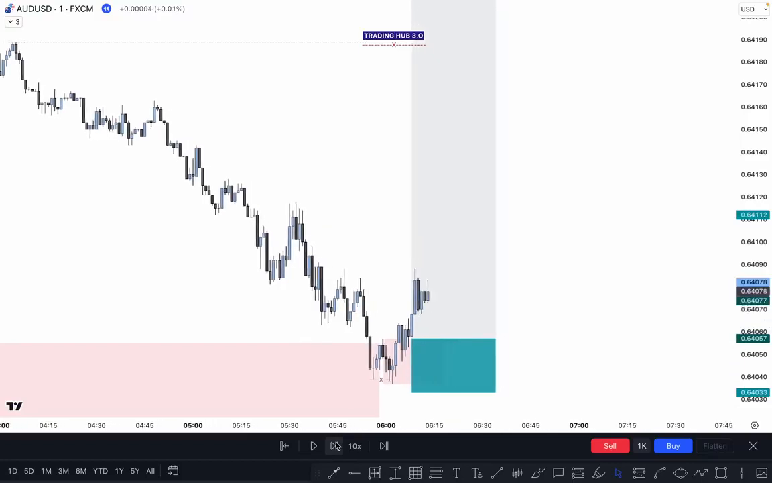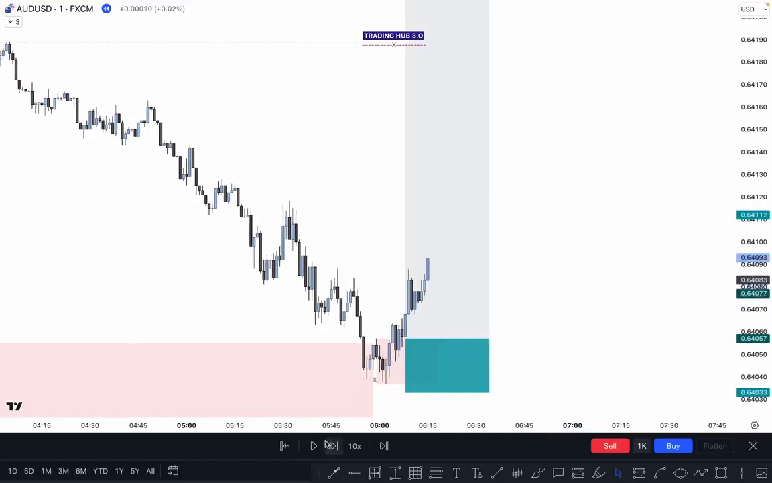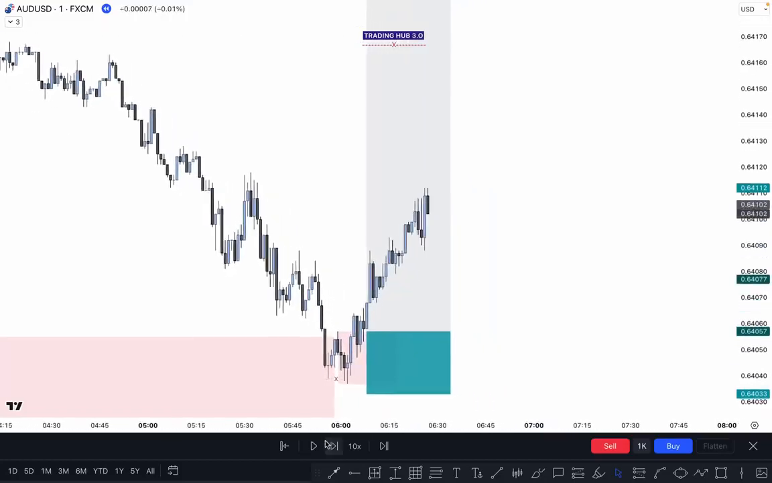But if the market does not create one, and you want to directly buy or sell, you can directly buy or sell based on your order block, order flow right here. Okay, so this one is our entry and this one is our target. And now let's see what happened next here.